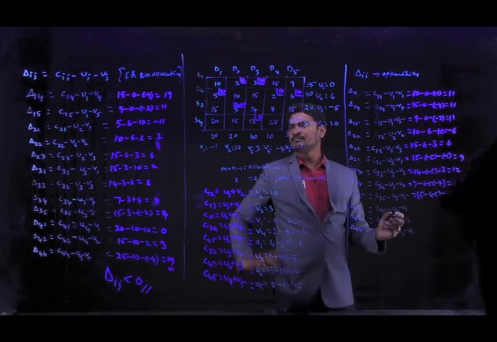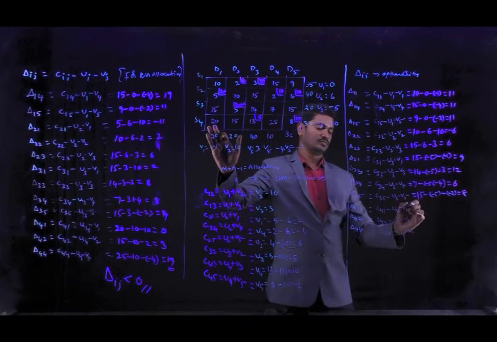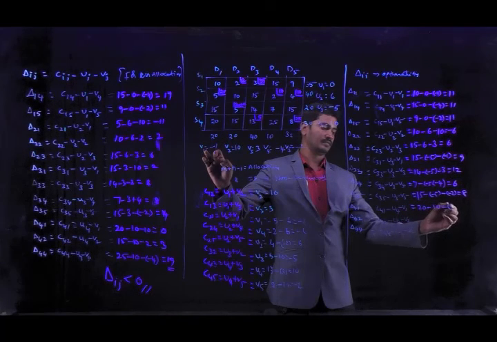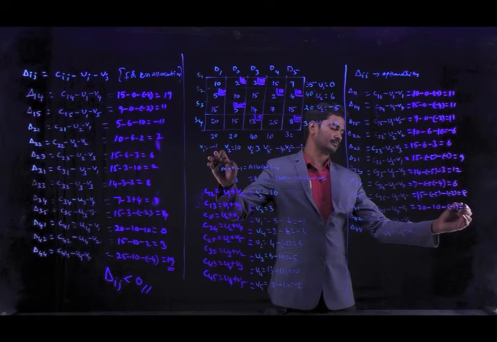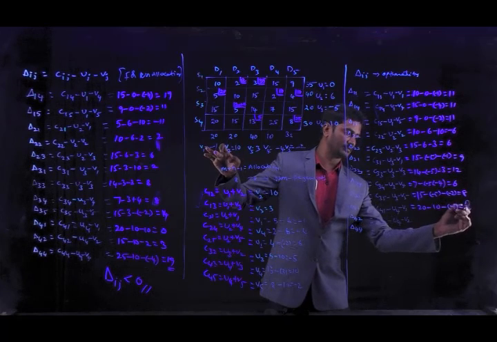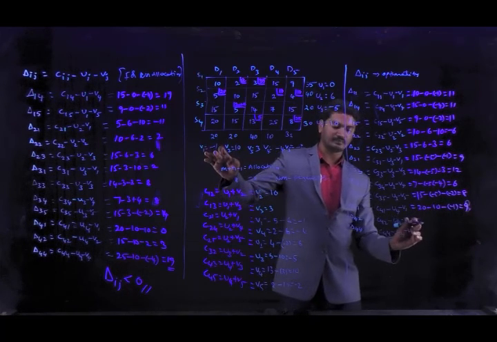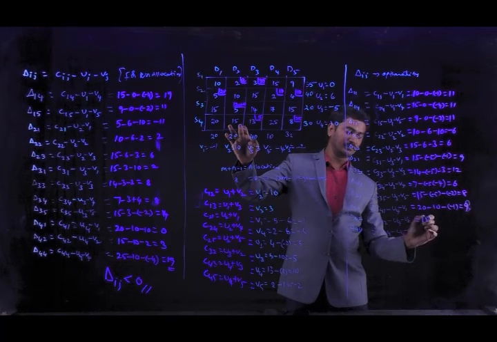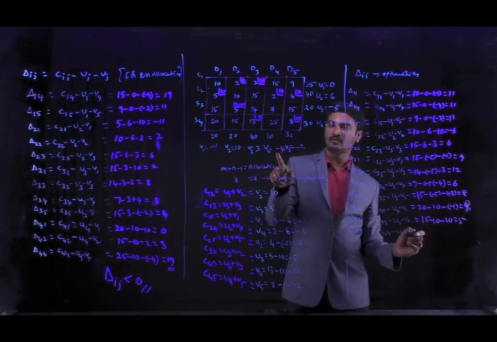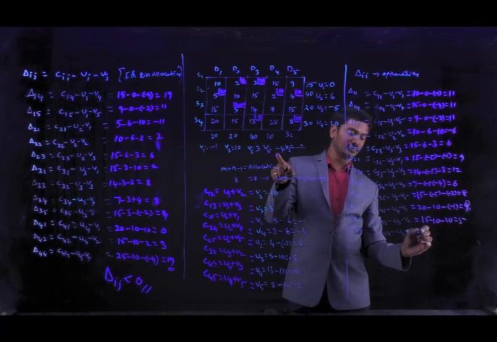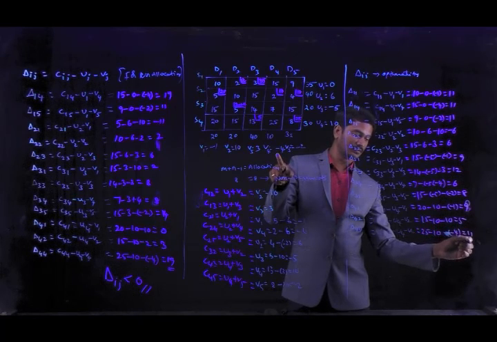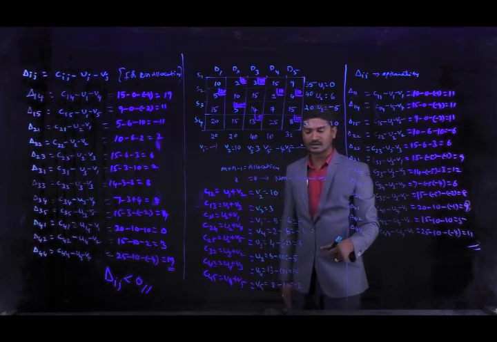C41: 20 minus 10 minus 1, 8, sorry, 9 here we get. Next here C42: 15 minus 10 minus 10 is equal to 5, and here C44: 25 minus 10 minus 4 is 11. Okay, these are the delta Ij values.